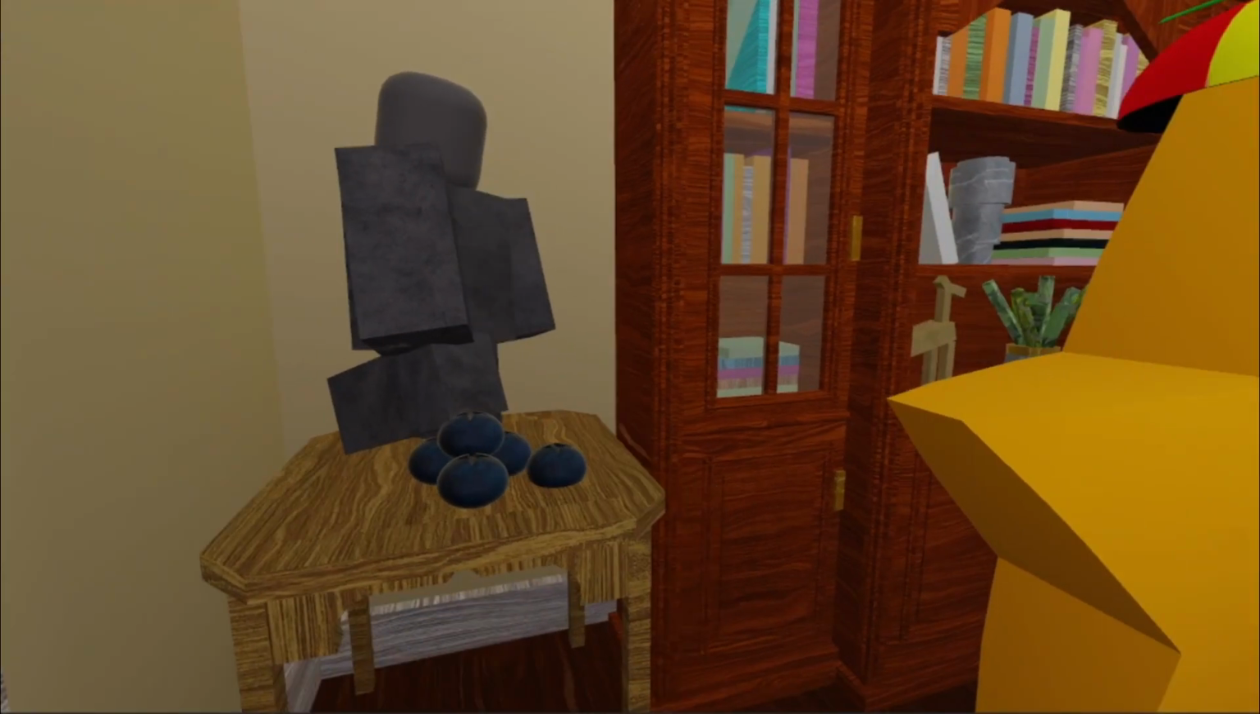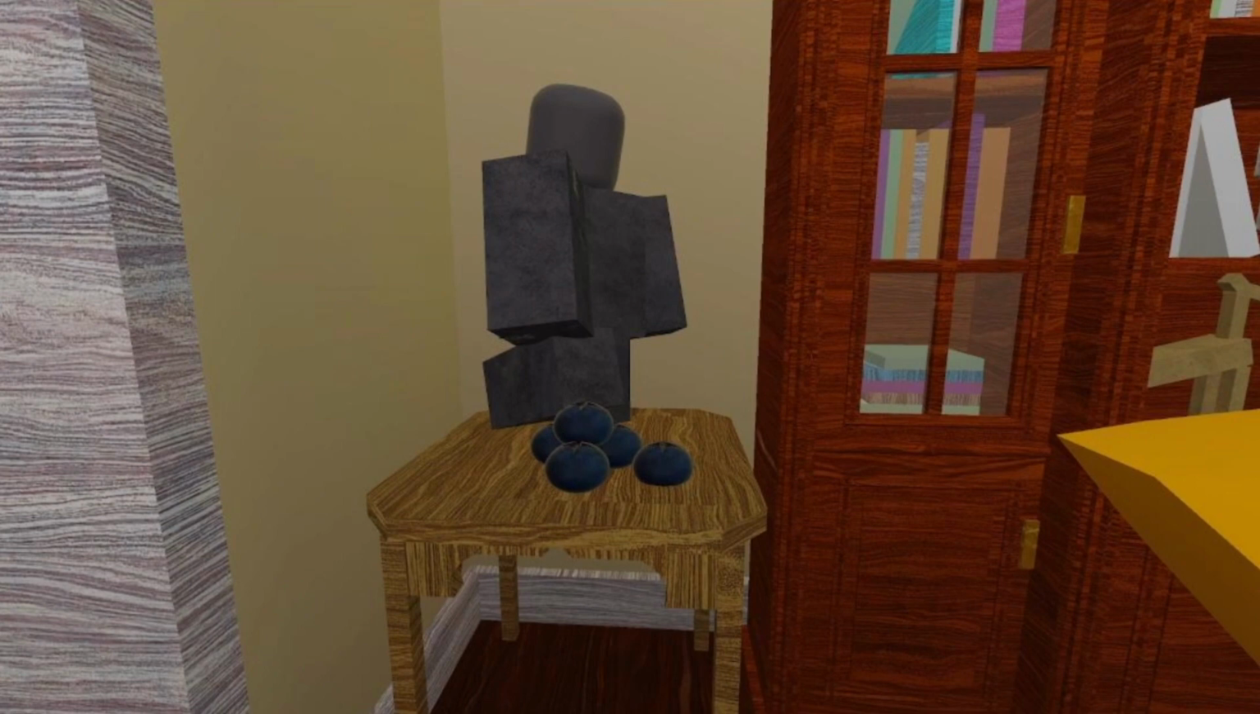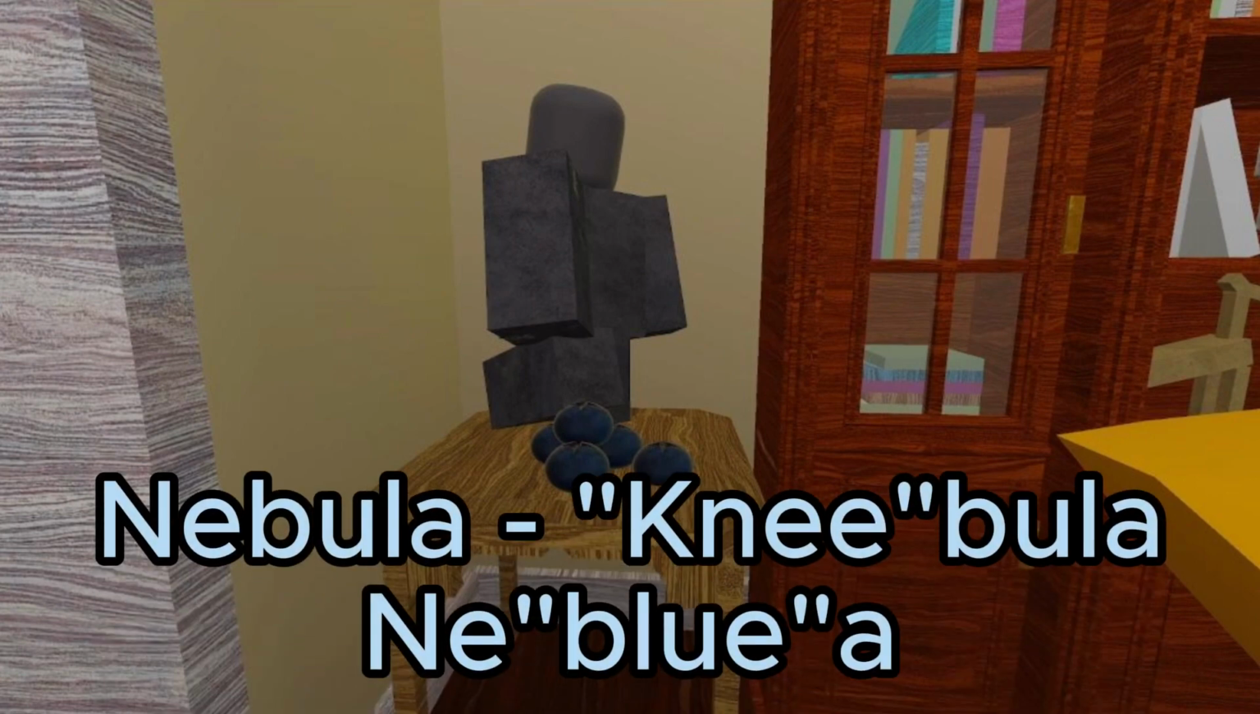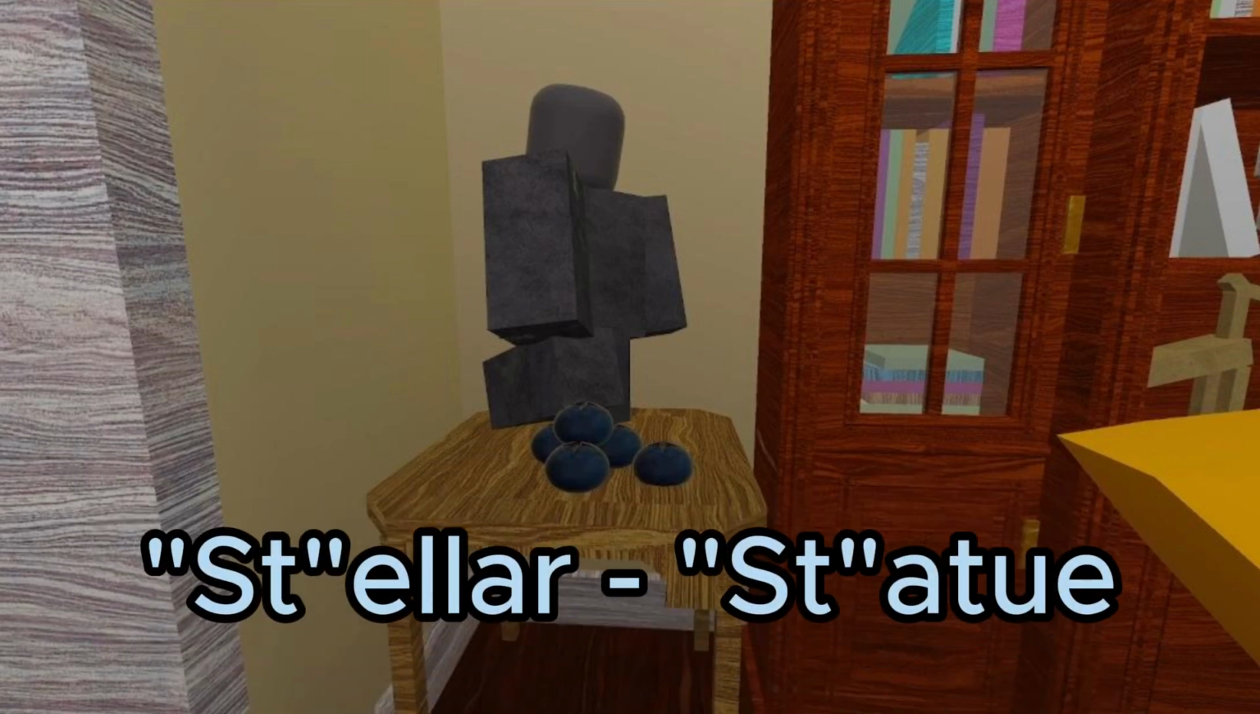Let's begin with Stellar Nebula. This is represented by a statue using his knee to crush blueberries. We get nebula from knee and the blueberries, and we get stellar from the beginning of the word statue.